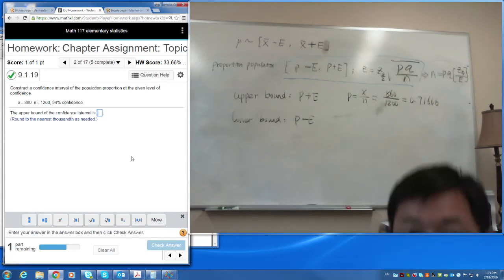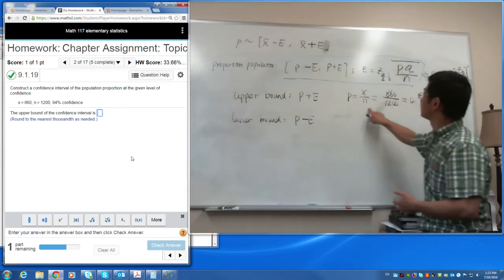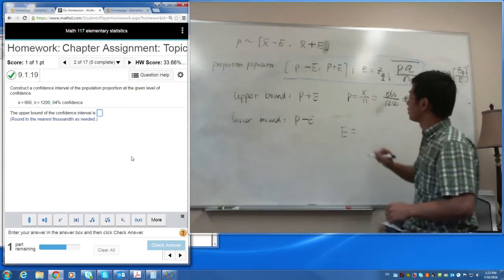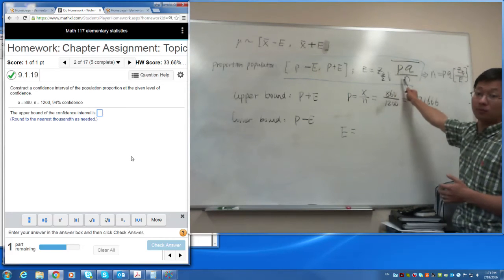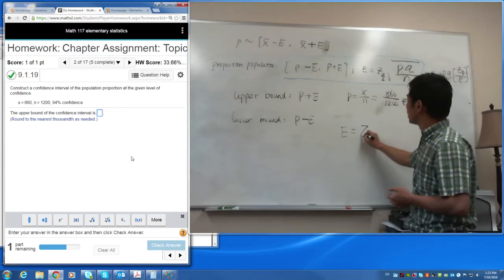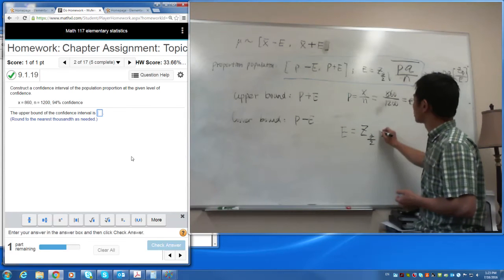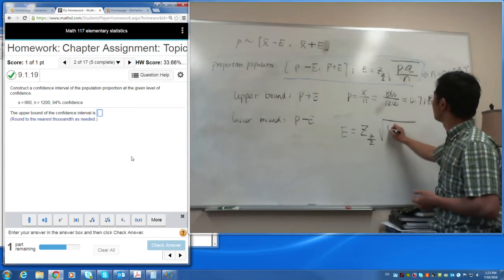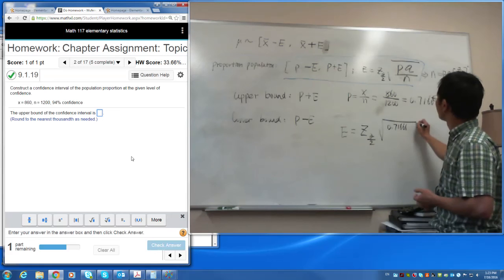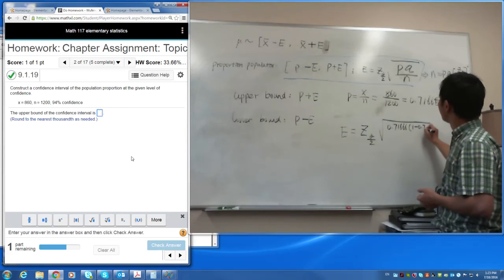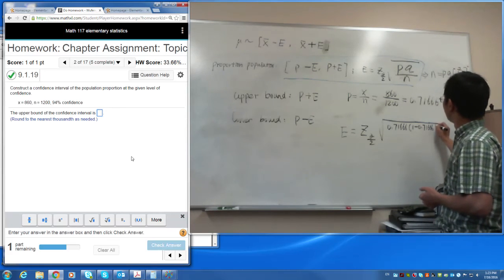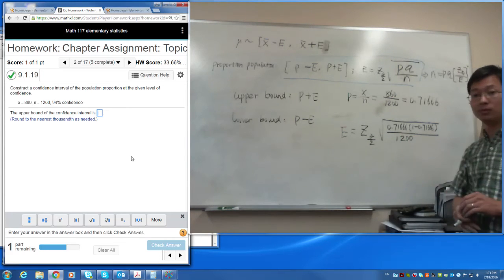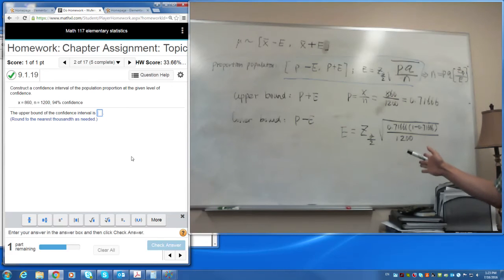Okay. So now, upper bound is P plus E. I'm done with P. Next is what? E. I need to find the error. What is error? Formula is here. E is Z alpha over 2 times the square root of PQ over N. Okay, P is given. I know P, 0.71666. Q is 1 minus that, whatever it is, 0.28334. And N is given, 1200. I have a problem. Z alpha over 2. What is Z alpha over 2?